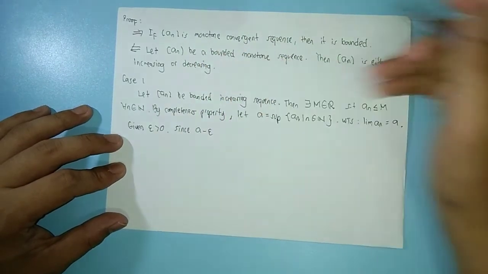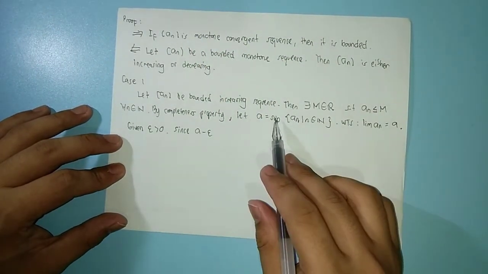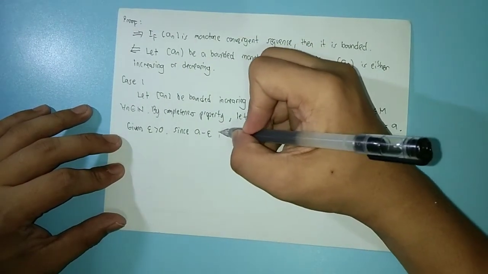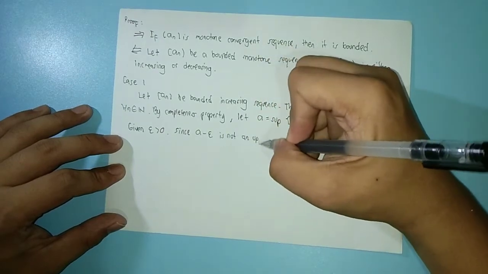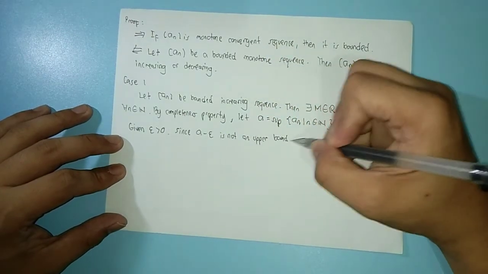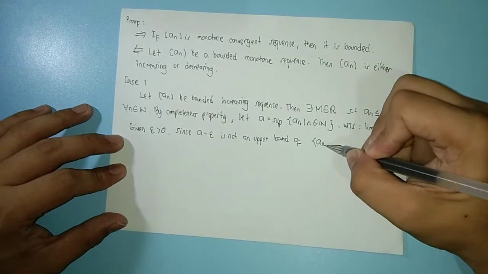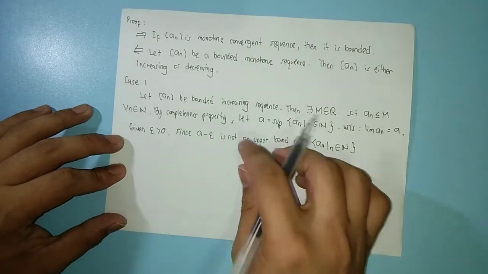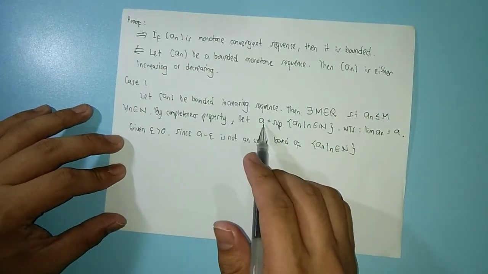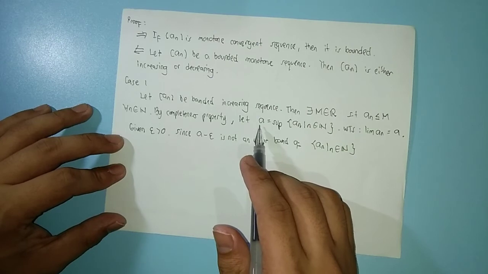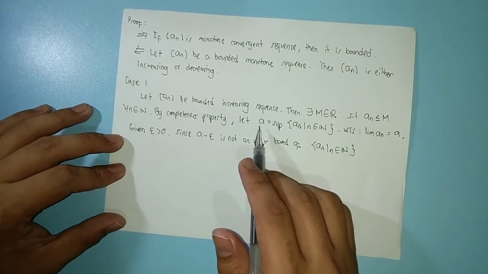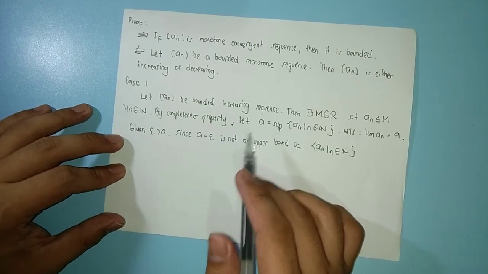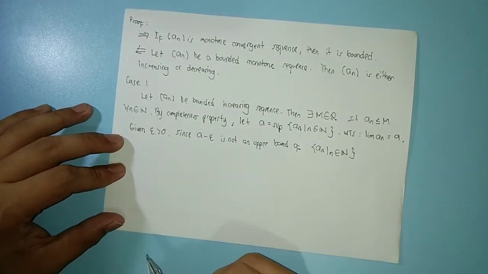since A minus epsilon, take note yung A natin ay yung supremum. So since yung A minus epsilon is not an upper bound of the set containing a sub n such that n element of N. So sir, paano tayo nakakasiguro na hindi siya upper bound? Kasi nga yung A, siya na yung supremum, siya na yung pinakamababa sa lahat ng upper bounds. So sigurado tayo na kapag nagbawas tayo sa A na yan, hindi na siya upper bound. Okay? Kasi siya na yung lowest.